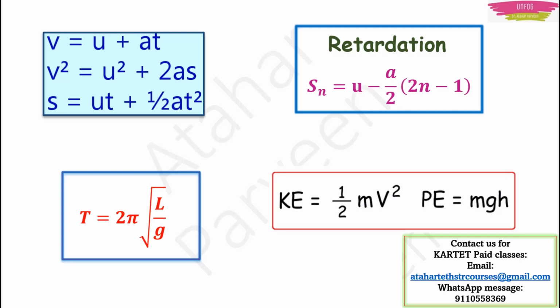Firstly, let us have a quick recap. In our previous class of the motion chapter, we discussed all the equations of motions and we learned a trick to find the distance traveled by the body at the nth second if the body is having retardation. We also learned the time period of a pendulum, and kinetic energy and potential energy.